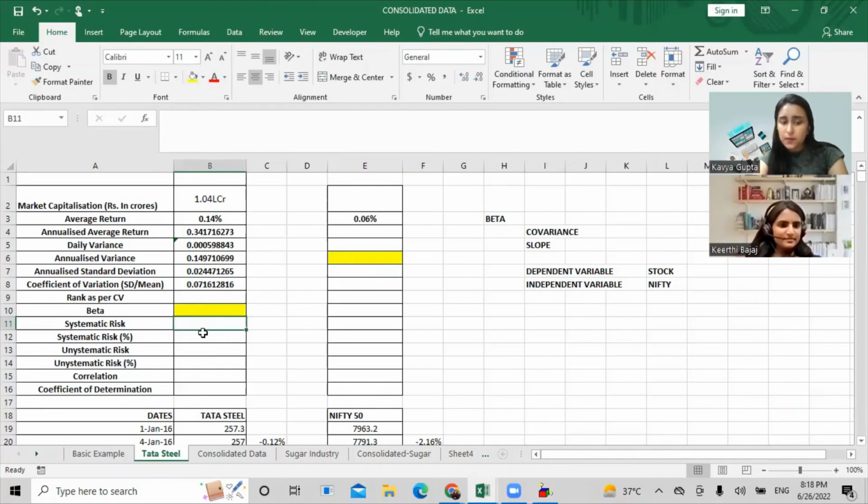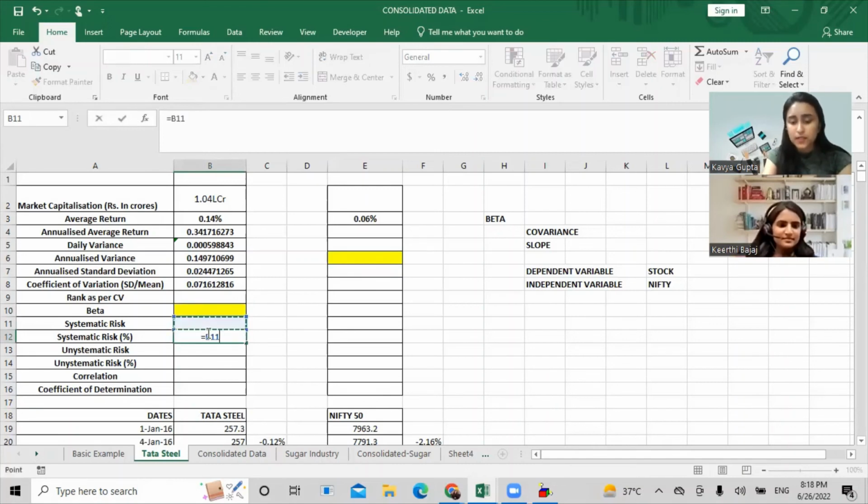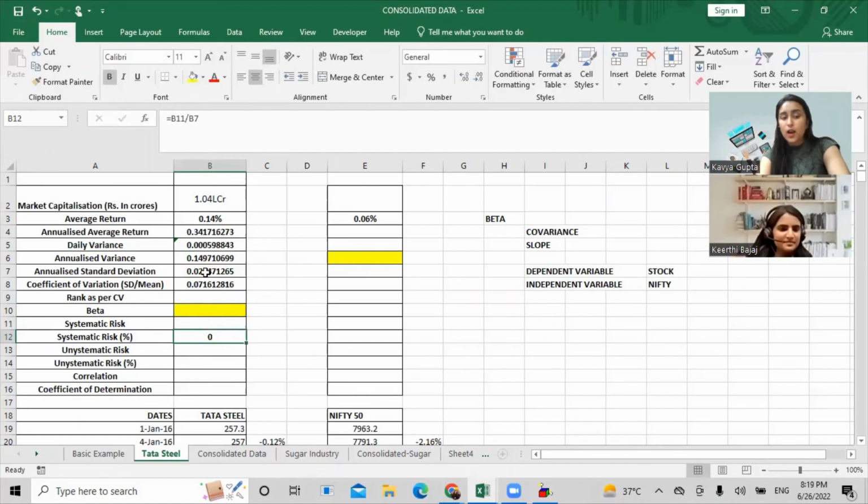Again, systematic risk का percentage क्या होगा? Systematic risk divided by what? Tell me very quickly. Systematic risk is a part of what? It is a part of total risk. And यहाँ पे total risk कौन बता रहा है? कौन सा figure, I mean कौन सा component मुझे बता रहा है total risk? It's the annualized standard deviation, right? So I will divide this amount by the annualized standard deviation to see how much percentage is systematic risk with respect to the total risk. So ये सब आप कर सकते हो.